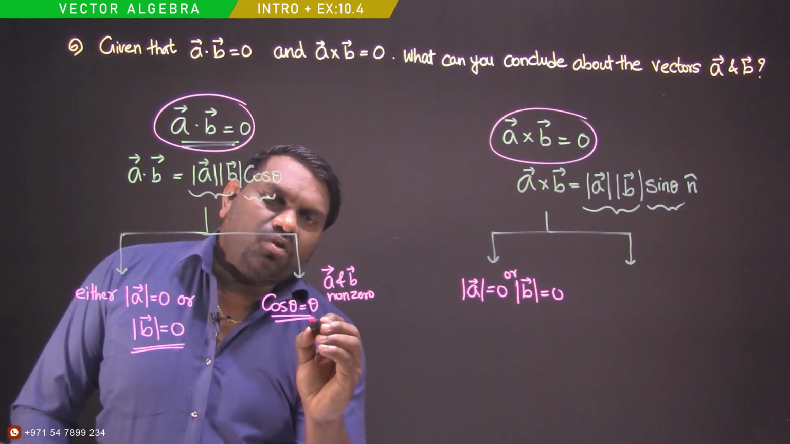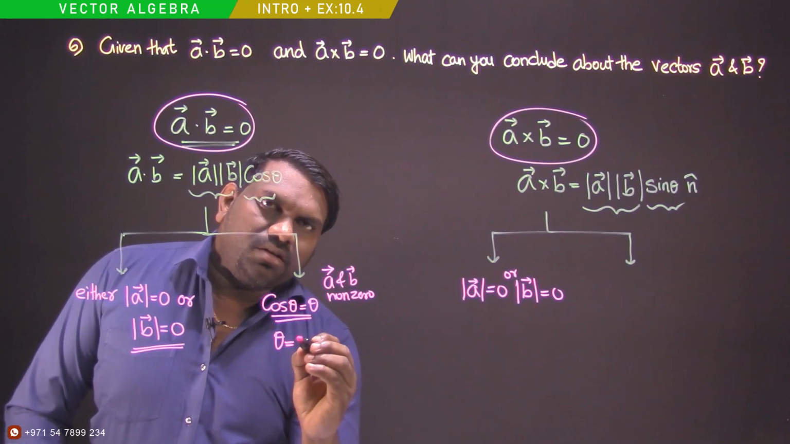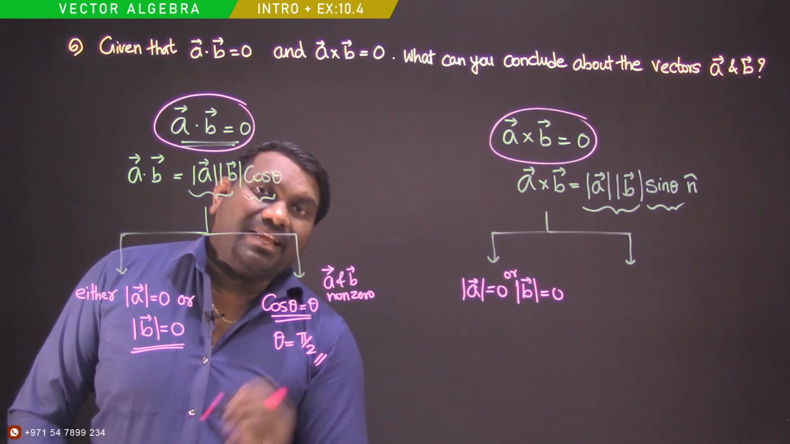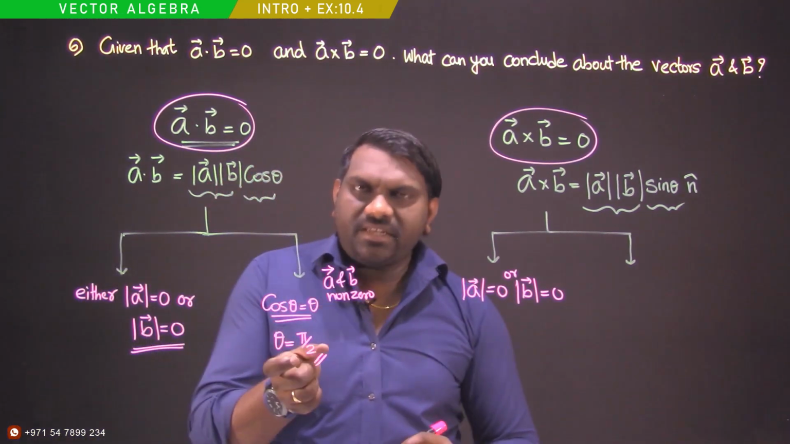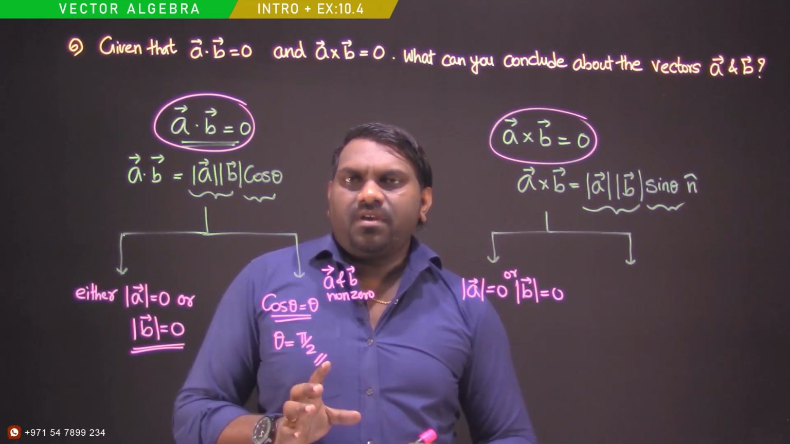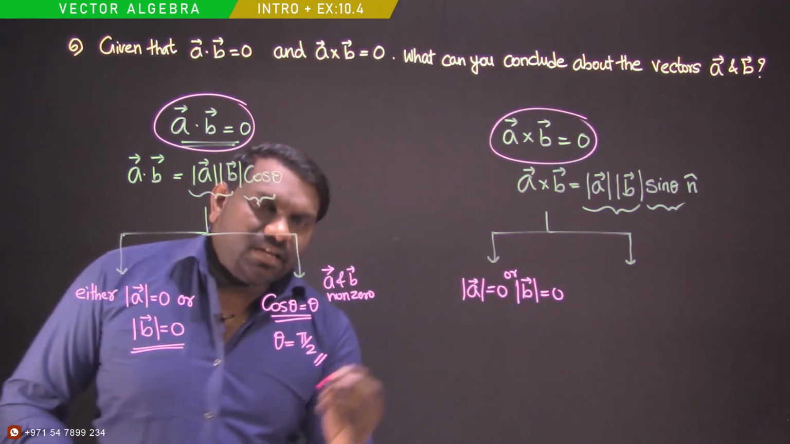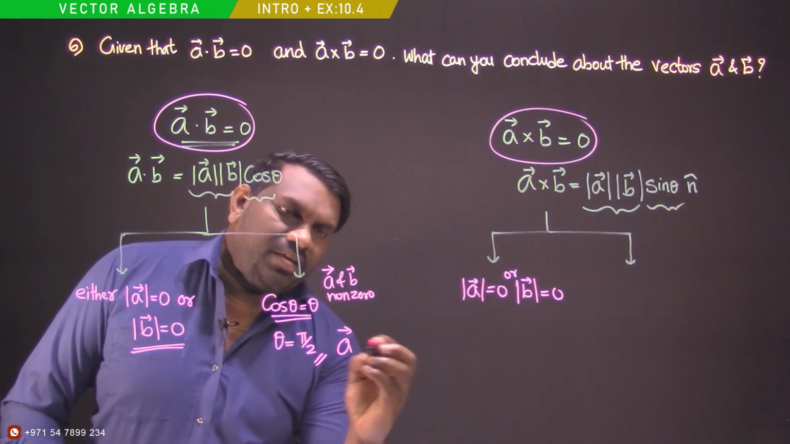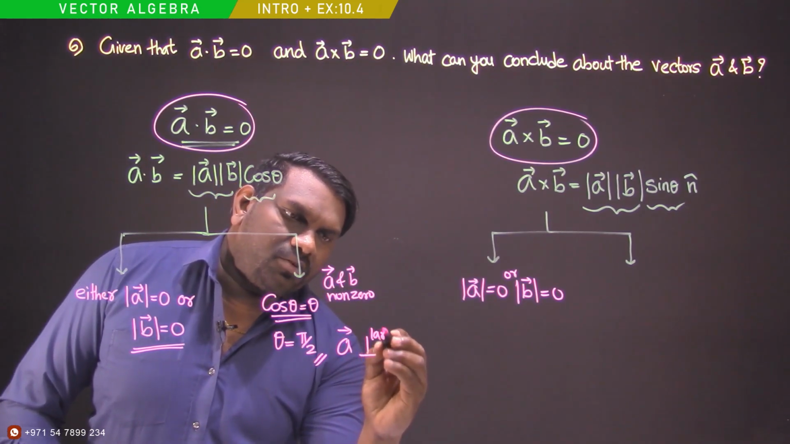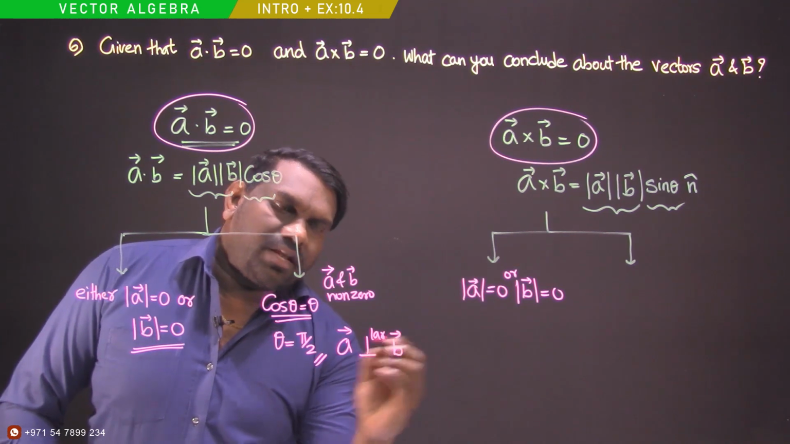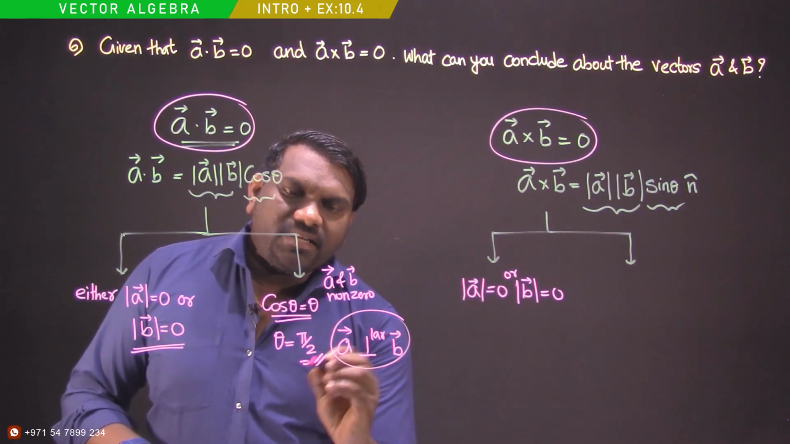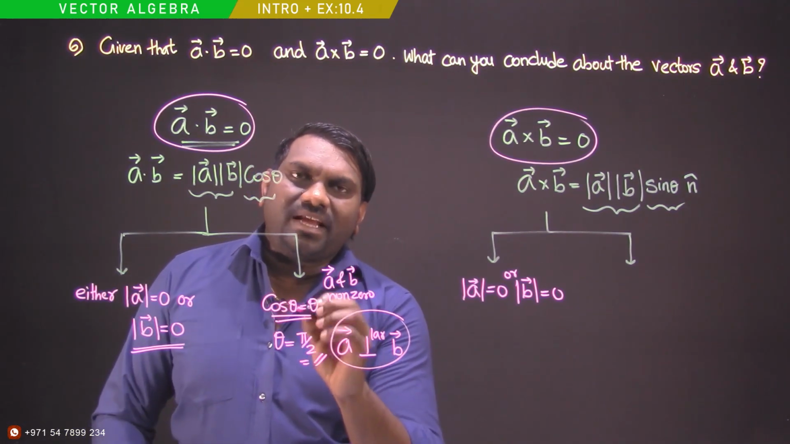When that becomes 0, when is theta what? Theta is pi by 2, 90 degrees. If it is 90, then this would be 0. That means vector A and vector B need to be perpendicular. Vector A should be perpendicular to vector B. Then only you will get 90 degrees here, and then only cos 90 would be 0.